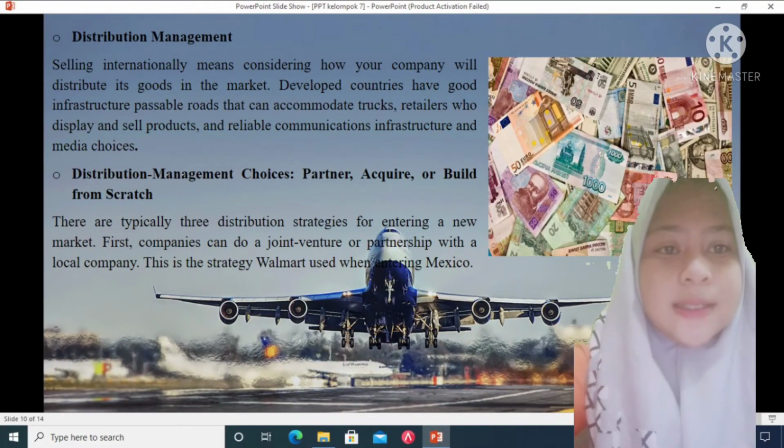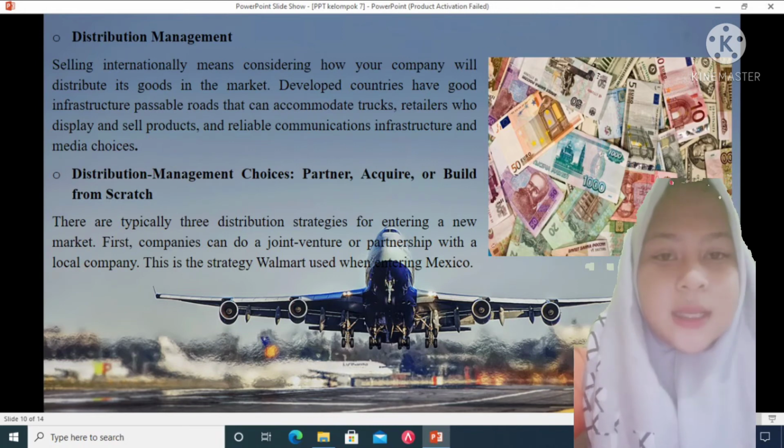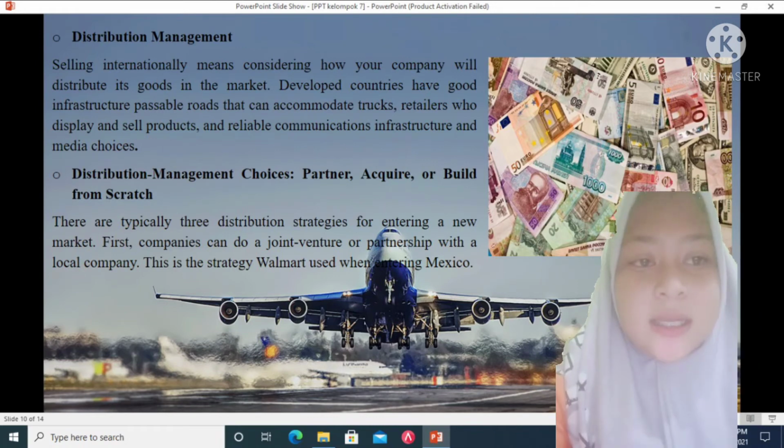Distribution management. Selling internationally means considering how your company will distribute its goods in the market. Developed countries have good infrastructure, feasible roads that can accommodate trucks, retailers who display and sell products, and reliable communication infrastructure and media houses. Distribution management chooses to partner, acquire, or build from scratch.